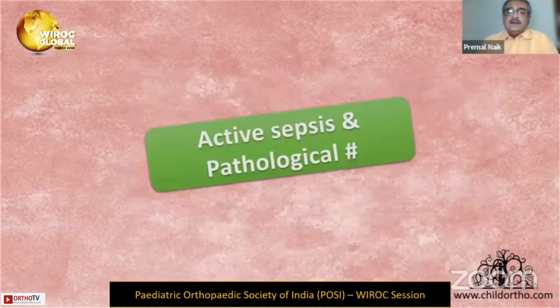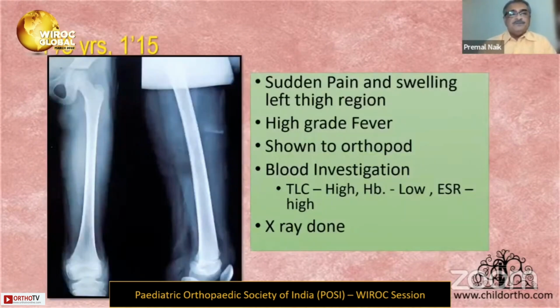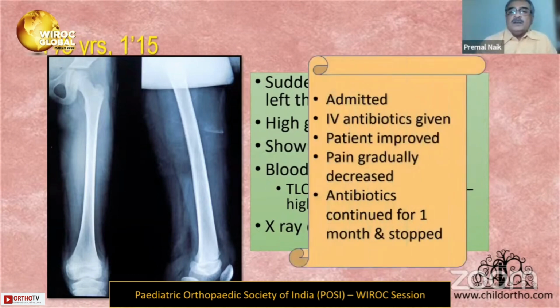Now let's look at an example in which active sepsis is there, a pathological fracture develops, and the surgeon tries to subdue the biological things and override them with his wheel of fixation. This 8-year-old female in 2015 presented with a sudden pain and swelling in the left thigh. She had a high-grade fever. She went to an orthopod. Investigations were done. X-ray was done. No MRI was done. She was admitted. IV antibiotics were given.